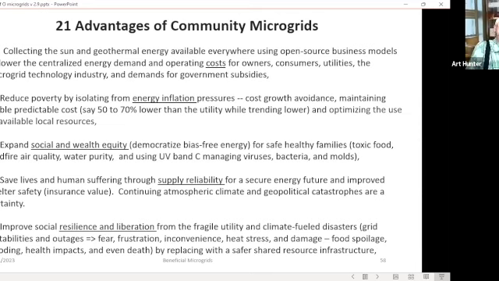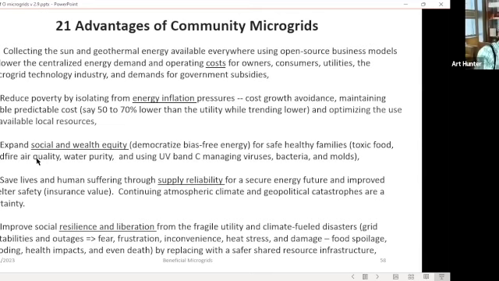And in fact, if this was all taken into play, studies have said utilities could provide power at 50 to 75% less than what you're paying now. But it means optimizing the use of available local resources. But this sort of thing is coming. And of course, expand social and wealth equity.